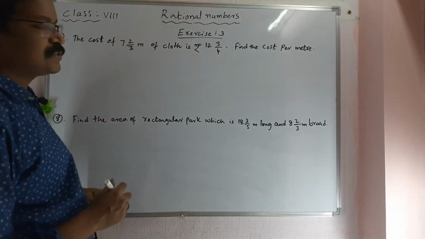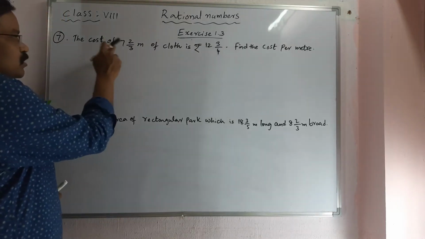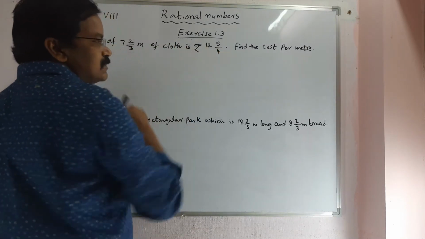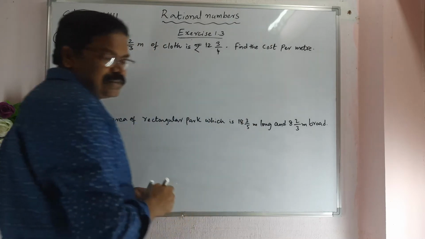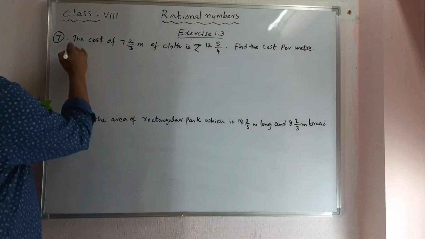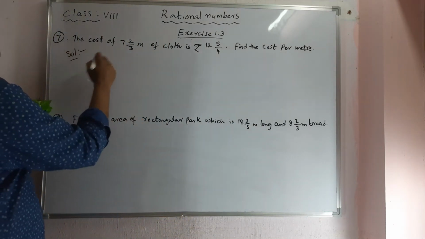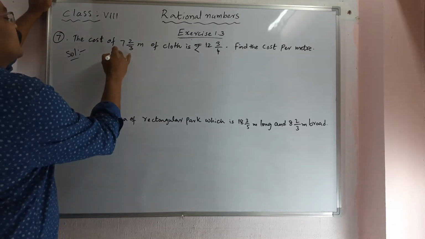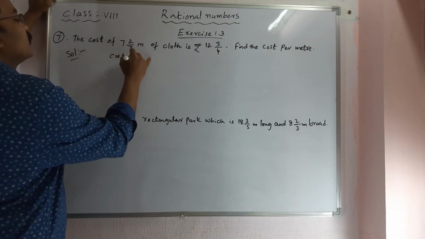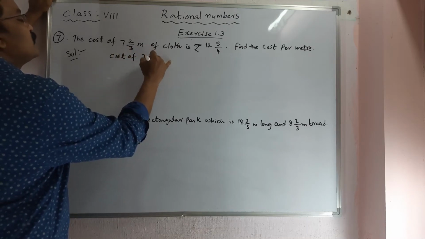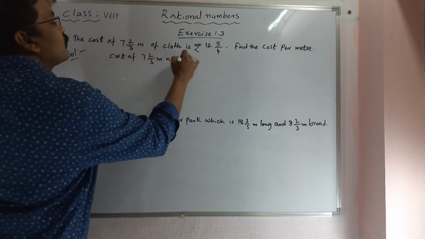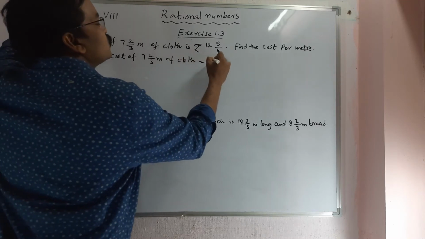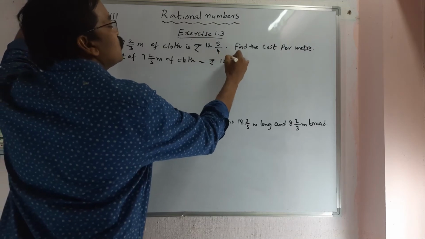Seventh question in exercise 1.3. The cost of 7 2/3 meters of cloth is 12 3/4 rupees. Find the cost per meter. See here, the cost of 7 2/3 meters of cloth is given. Cost of 7 2/3 meters of cloth is equal to 12 3/4 rupees.